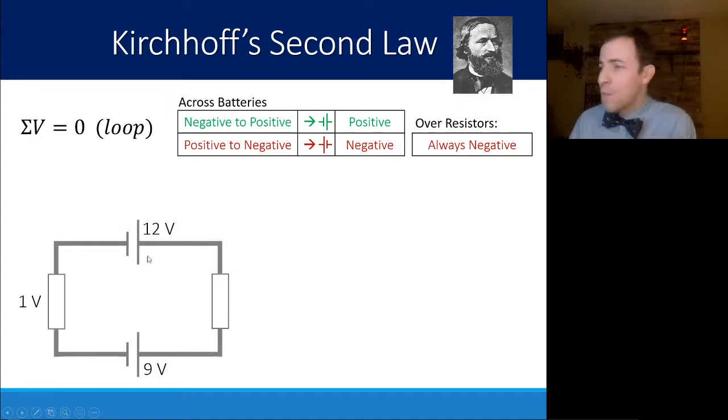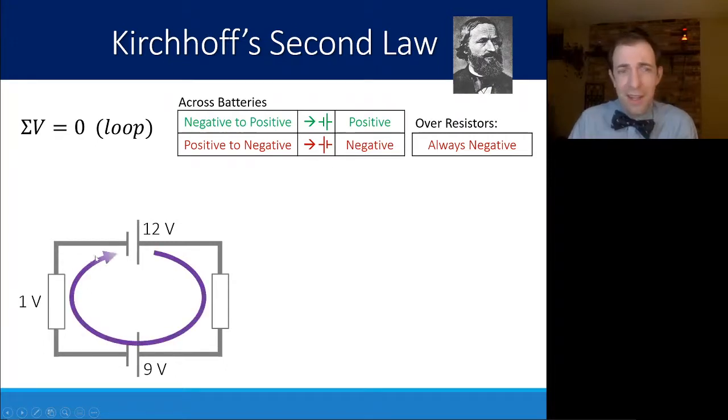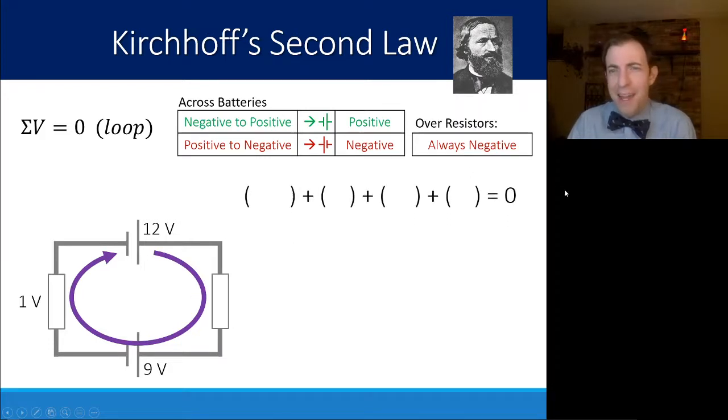Here's an example with more than one battery, and notice that these batteries are actually counteracting each other. So I'm going to draw in a loop like I did before, again just picking a direction, and there are now 4 components that need to add up to 0.